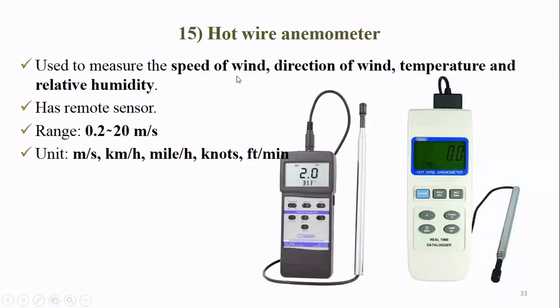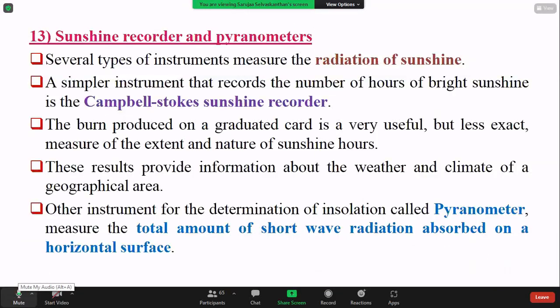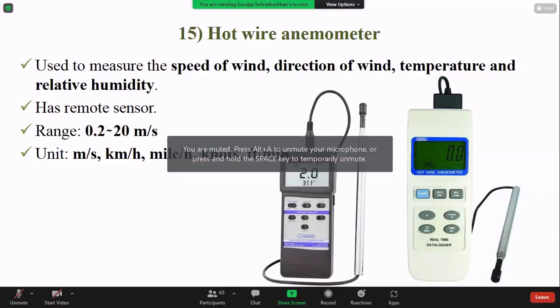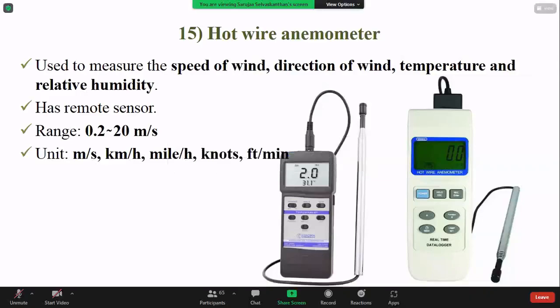What is the instrument that measures the speed of wind? Anemometer. Yes, correct. But there are instruments where, in one display, you can get the speed of wind, direction of wind, temperature and relative humidity. These are the modified ones, where the instrument measures more parameters.